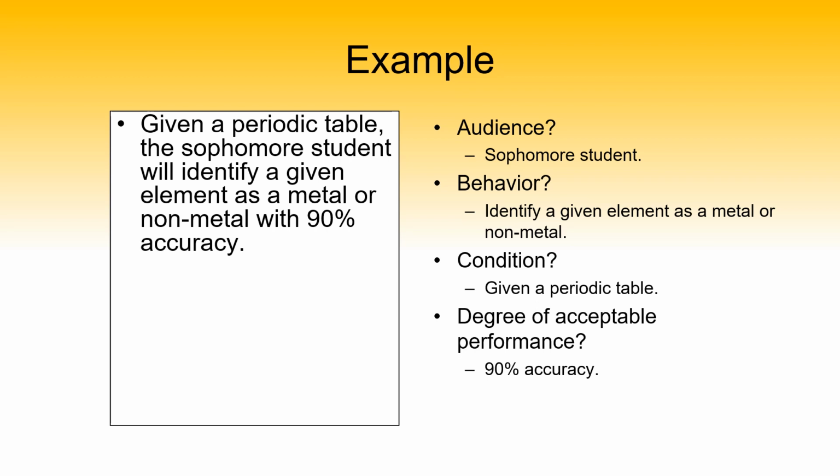And one more example. When we look at this objective, who's the audience? It's the sophomore student. What's the behavior? They will identify a given element as a metal or a non-metal. Again, very specific, very defined, very narrow. This is what those learners will do. Under what conditions? The learner will be given a periodic table. What's the degree of performance?